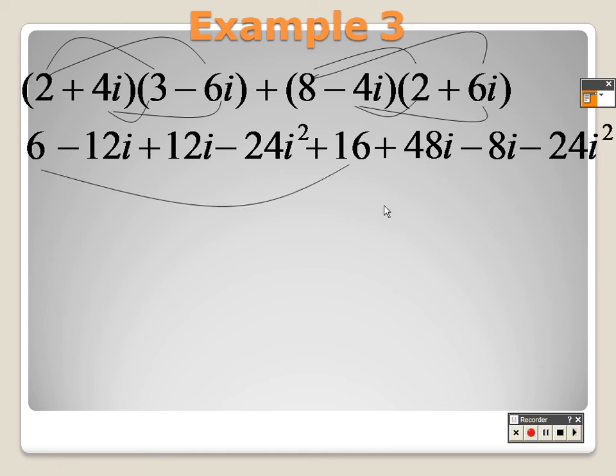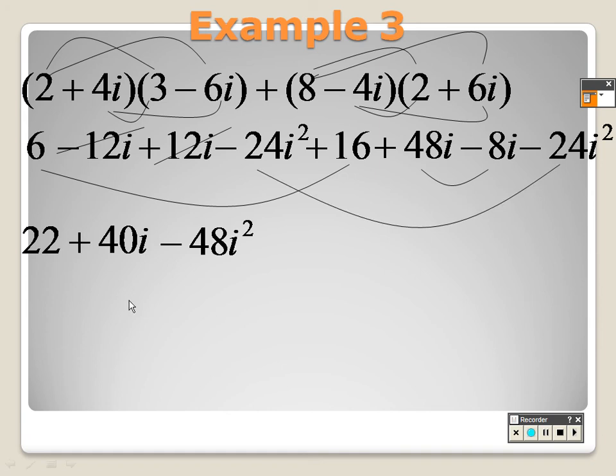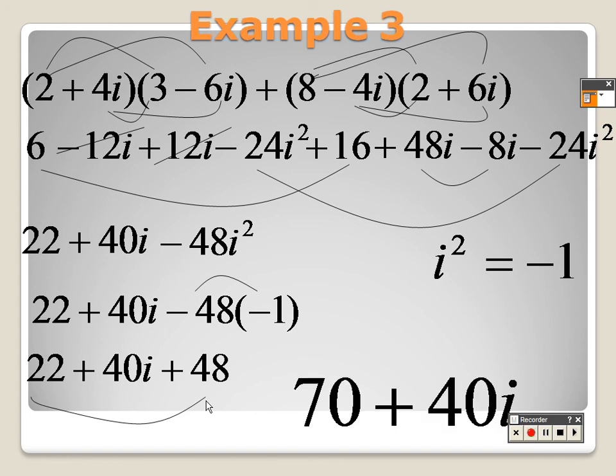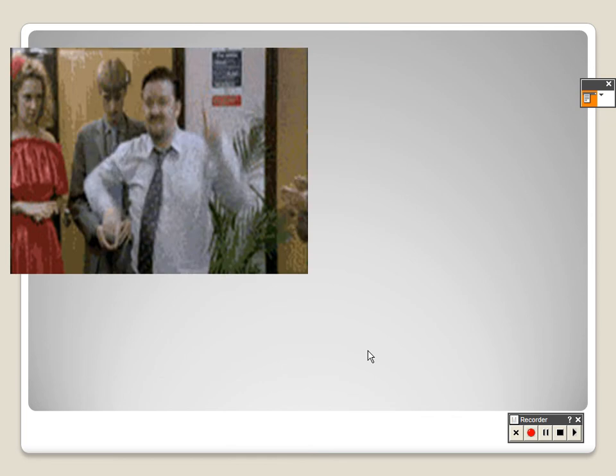So I just combine everything that's the same. Alright, I got a 6 and a 16. That's 22. Negative 12i and 12i, they cancel right out. 48i minus 8i is 40i, so that's why it's positive 40i. Negative 24, negative 24 is negative 48i squared. Just like the last problem, you got to remember that i squared is actually negative 1. So I'm going to take that out and put a negative 1 in there. Negative 1 times a negative 48 is positive 48. Then I combine the 22 and 48 together, and I get 70 plus 40i as my final answer.